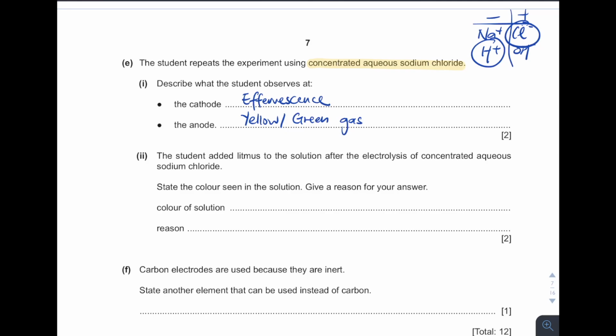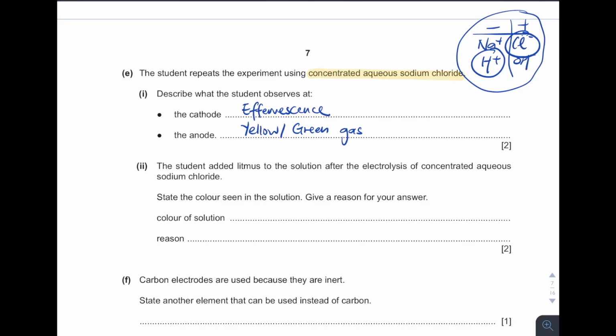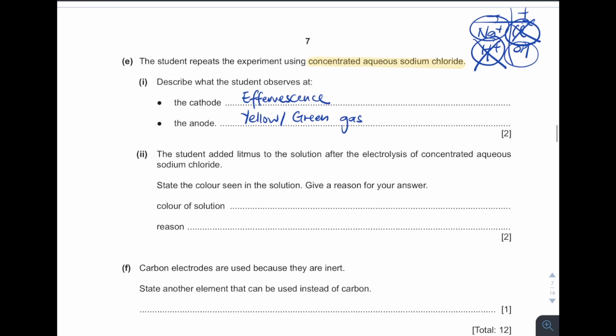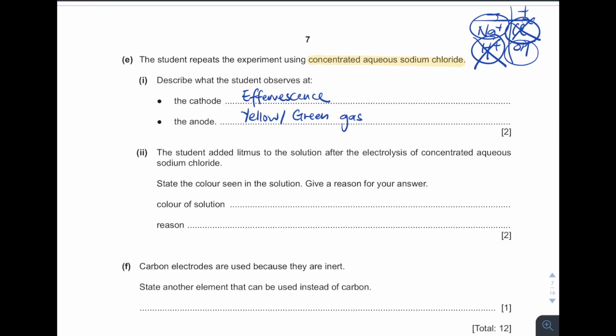If you look at this, we know that hydrogen gets discharged, so no more hydrogen. Chloride gets discharged, so no more chloride. So what is the electrolyte formed? Now we are left with only sodium and hydroxide ions. Therefore, the product formed is sodium hydroxide. Remember, sodium hydroxide is an example of an alkali. So what's the color of the solution? In the presence of litmus and it is alkaline, it turns blue in color.